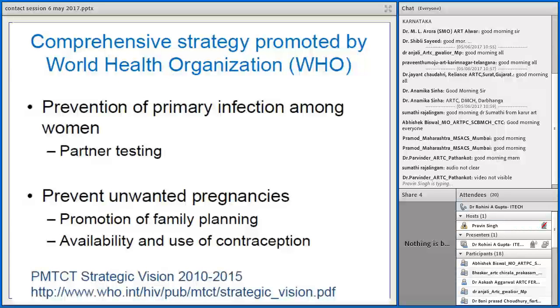Prevention of primary infection among women. The important thing is partner testing. Prevent unwanted pregnancies, promotion of family planning, availability and use of contraceptives.